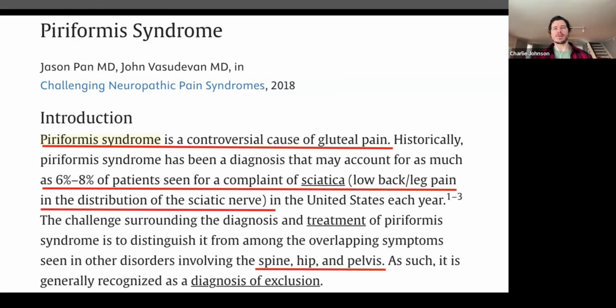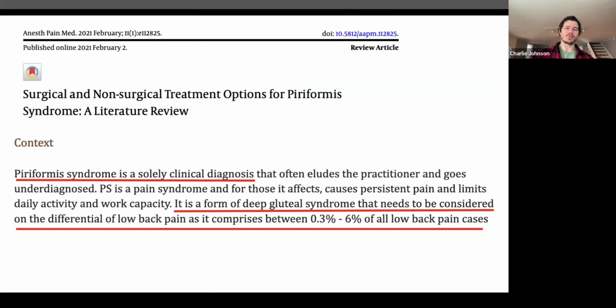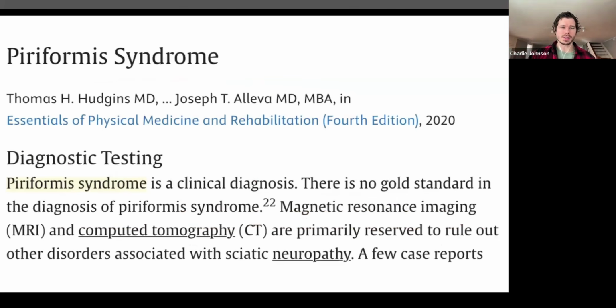And the challenge in the treatment and figuring out if this is the cause, the diagnosis of it, is that there are many things that can cause you to feel pain in the butt, but it's not actually due to a problem in the butt, a piriformis issue, for example. The back, the hip, the pelvis, other things can cause pain to be felt in the butt, but it's not Piriformis syndrome. So this is a diagnosis of exclusion. Piriformis syndrome is solely a clinical diagnosis. It's a form of deep glute syndrome, and it accounts for about 0.3 to 6% of all back pain cases.